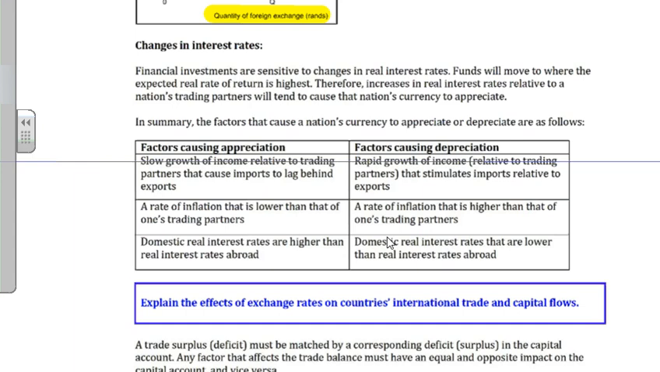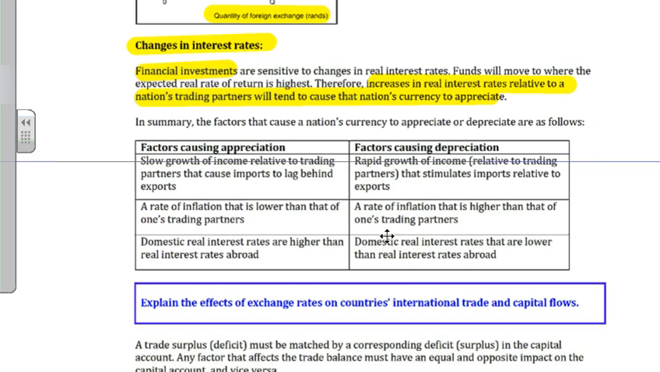What about changes in interest rates? Of course we know that investments are sensitive to changes in rates. As interest rates rise in the market, what would you do? Well, I'm going to go put my money there. Why? Because I'll get a much better rate at the place where interest rates are higher. Therefore, increases in real rates will cause that particular country's currency to appreciate, because everybody's bringing their money there. There's a demand then for that currency.